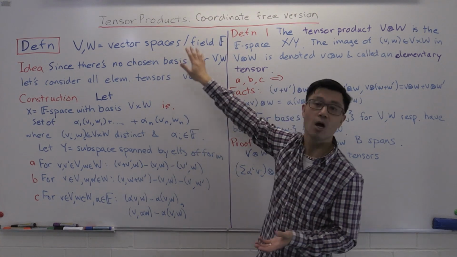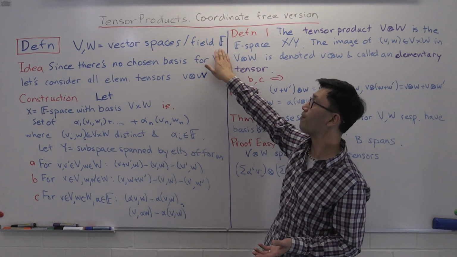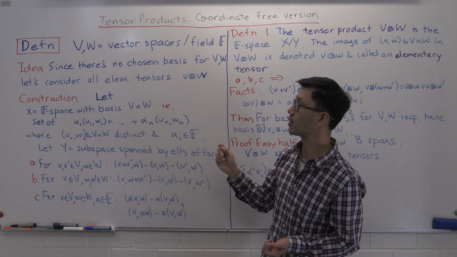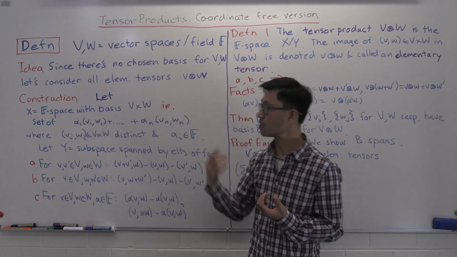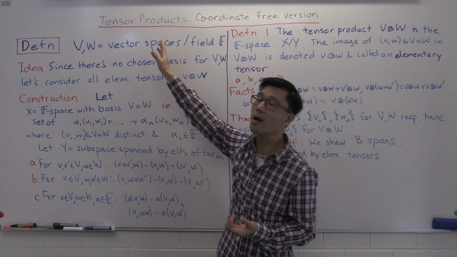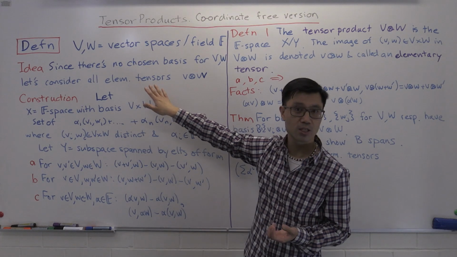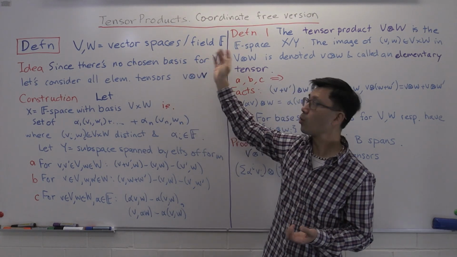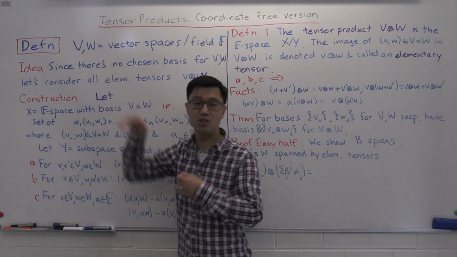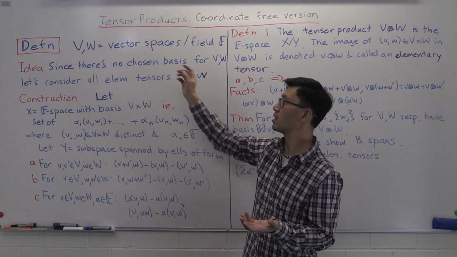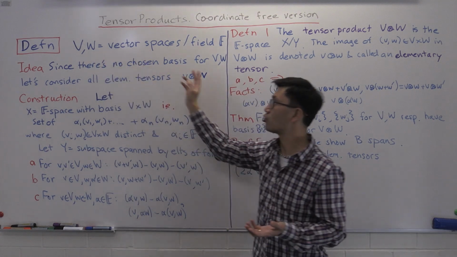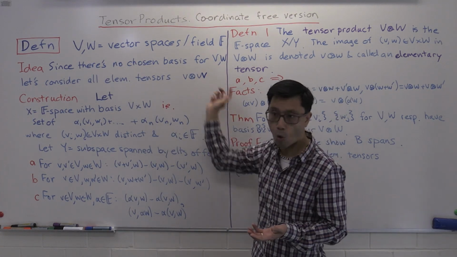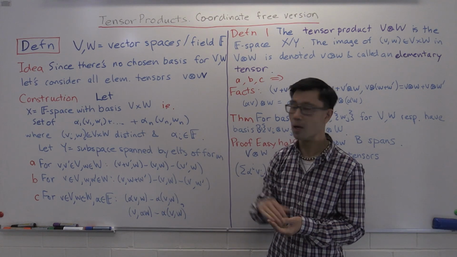Okay, so to that end, we'll fix a ground field F and consider two vector spaces V and W over that. So what's the basic idea? Remember, in the previous video, I introduced things called elementary tensors. Now, of course, when you just think of these as vector spaces, there's no chosen basis. So instead of just looking at elementary tensors of the form a basis element tensor a basis element, we're going to look at all of these elementary tensors instead.